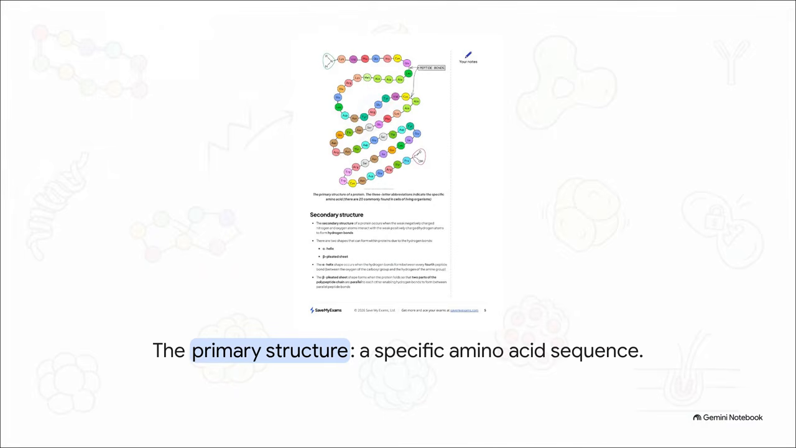Starting with level 1, the primary structure. This is really just the specific linear sequence of those amino acids bonded together by those covalent peptide bonds we just went over. And the blueprint for this? It's exactly as instructed by your cellular DNA. Precision is absolutely everything here, guys. This linear order ultimately decides every single fold that's going to happen down the line.